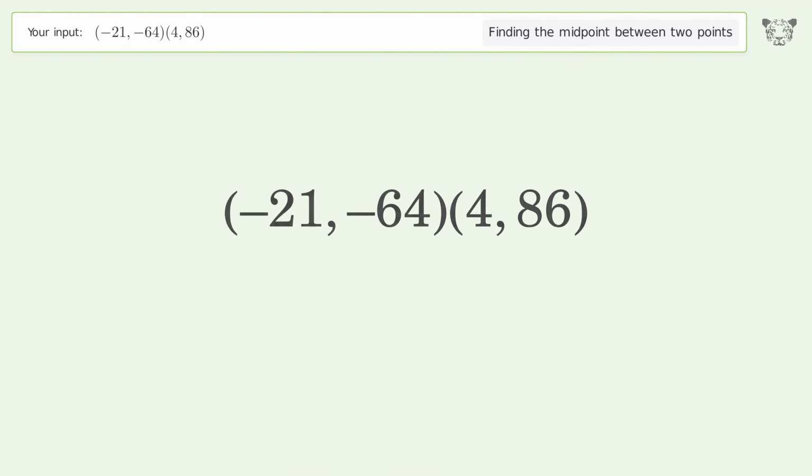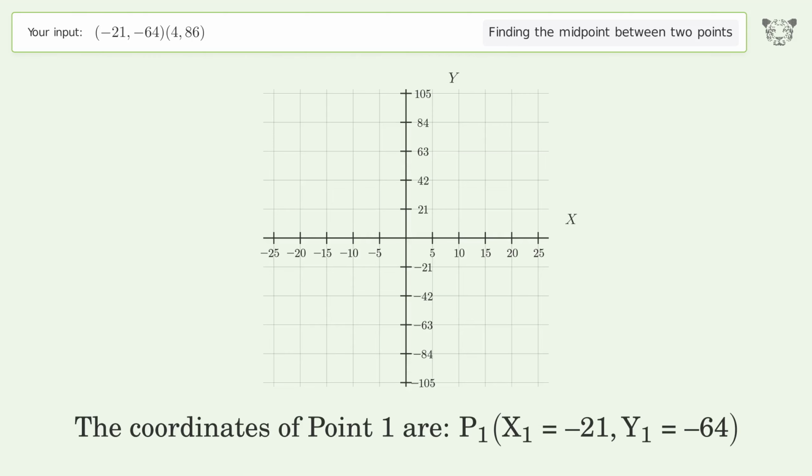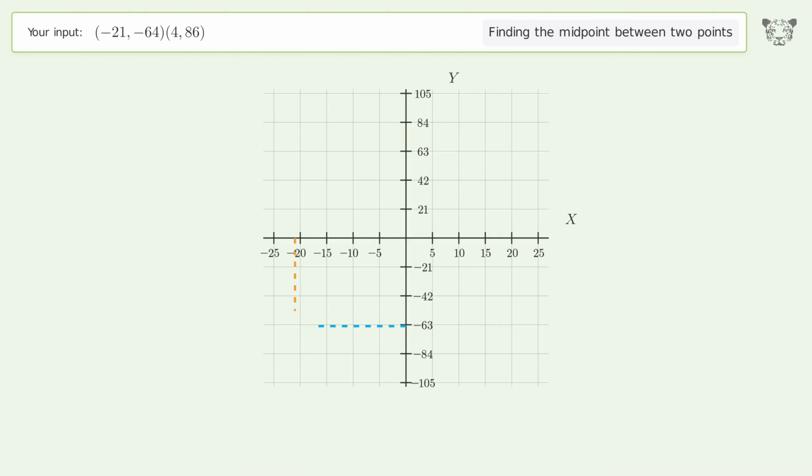The coordinates of point 1 are, x1 equals -21, y1 equals -64. The coordinates of point 2 are, x2 equals 4, y2 equals 86. PM represents the midpoint of the 2 points.